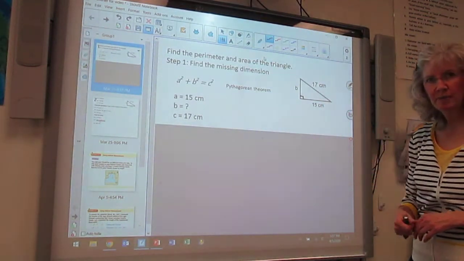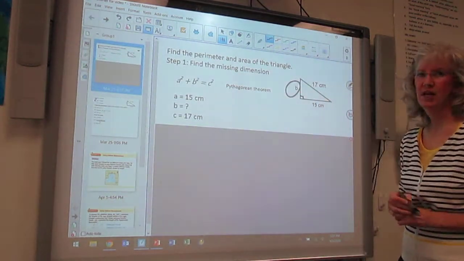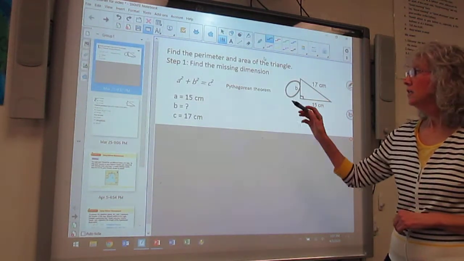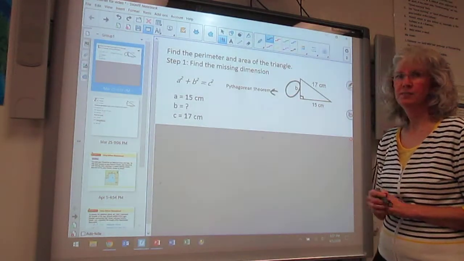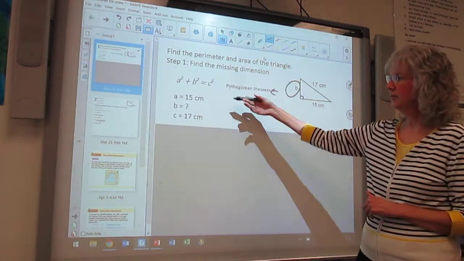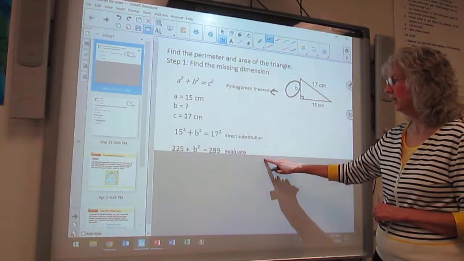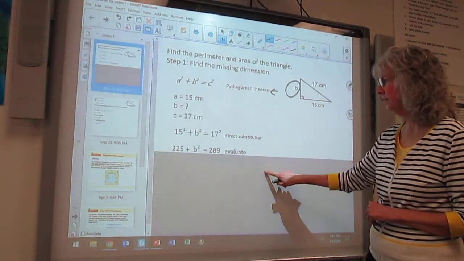In order to find the perimeter, what do we need to know? We need to find the missing dimension, which is the height of that triangle. Let's start with our theorem. Please put your formula down. A squared plus b squared equals c squared. This is what we know. We know a and c. We're looking for b. We're going to plug them in with direct substitution.